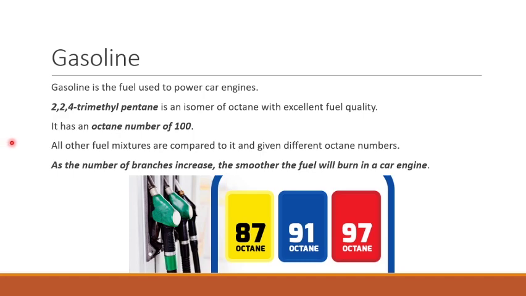If you look at this isomer 2,2,4 trimethyl pentane, we can deduce that it is branched. Trimethyl, so we have 3 methyls. 2 of these are on carbon number 2 and 1 is on carbon number 4. So it is not linear, it is branched. There is a rule that says as the number of branches increases, the better the fuel is for a car. So as the number of branches increases, the smoother the fuel will burn in a car engine and the better it is for a car.